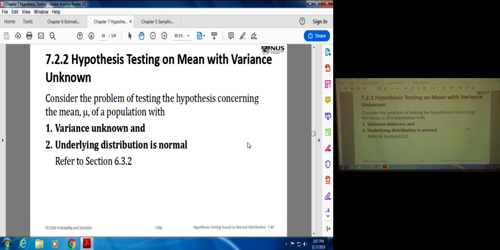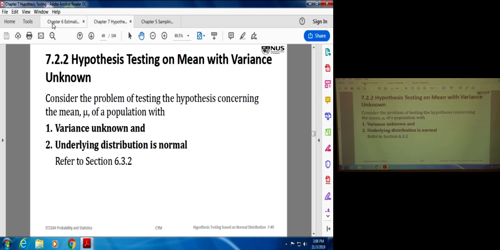Okay, so let's have a look at another test, and this is a slightly more realistic scenario where you have a random sample. You don't know the variance, but the underlying distribution is normal. I think this is the only other hypothesis test we'll look at today. I want to leave something for tomorrow, so I think this is the last test of the day.